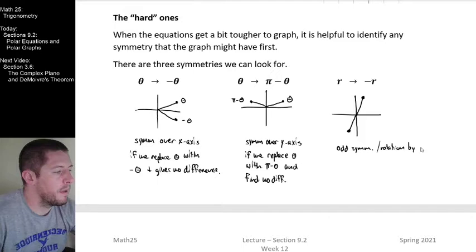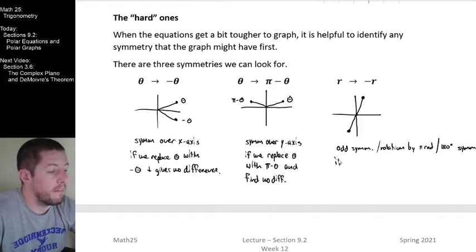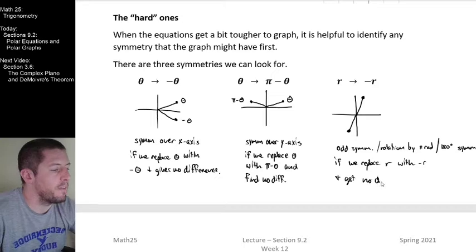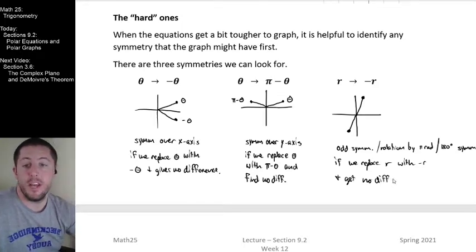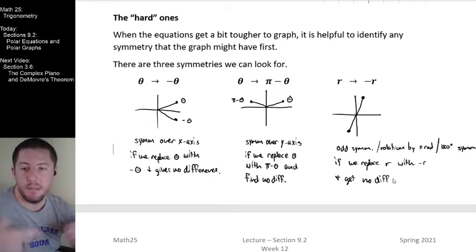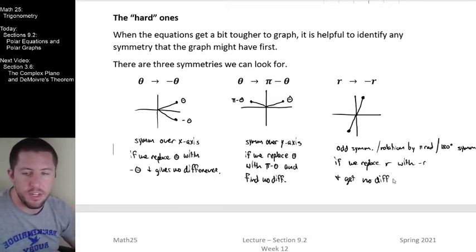Rotation by pi radians or 180 degrees symmetry. If we replace r with negative r and get no difference, right? And so when I say get no difference, what I mean is if we change r to negative r in the equation, but the equation actually evaluates the exact same, if you just simplify it and you get back the original equation with no differences in it, then we have that symmetry, right?